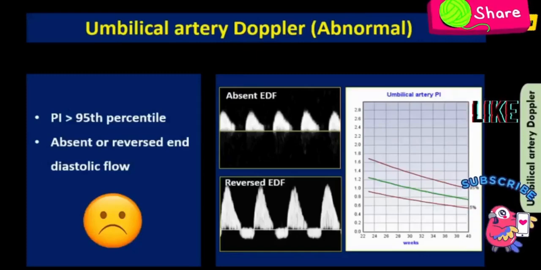So, the natural progression seen in a fetus that is deteriorating would be a steady increase in the umbilical artery pulsatility index, followed by intermittent, then persistent absent end diastolic flow, and finally reversed end diastolic flow. A low umbilical artery pulsatility index is of no significance.